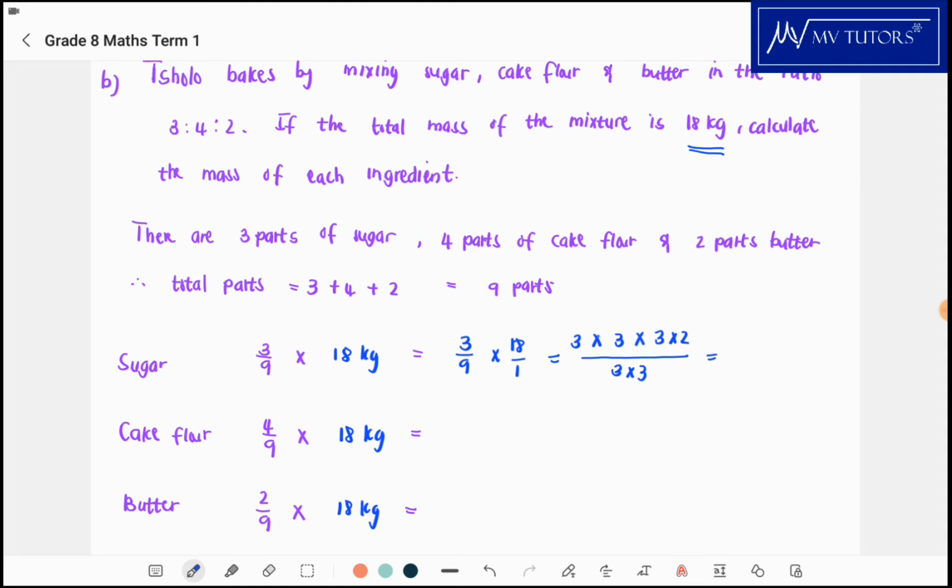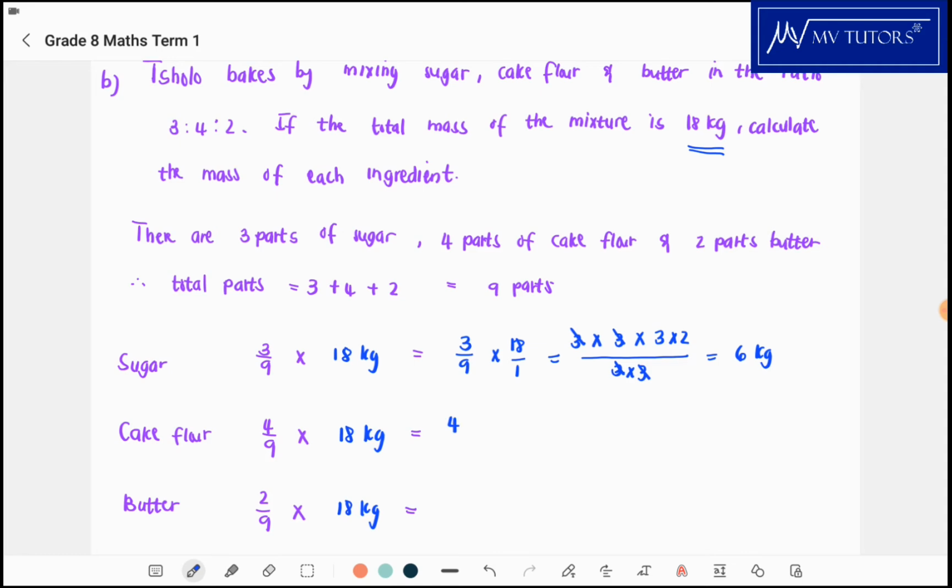If I start cancelling, 3 divided by 3 is 1, 3 divided by 3 is 1. Then I'm left with 3 times 2, which is 6. So sugar, I know I'm going to buy 6 kilograms of sugar. All right, I can budget quite well now that I know the quantities that are required.